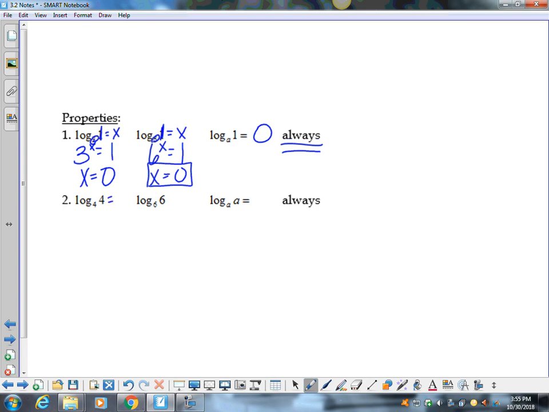All right, and these are really easy. If I let him be x, 4 to the x equals 4. Well, your power obviously would need to be 1. 6 to the x equals 6. Again, your power needs to be 1. So log base a of a is 1, always. When the base and the of are the same thing, it's always a 1.